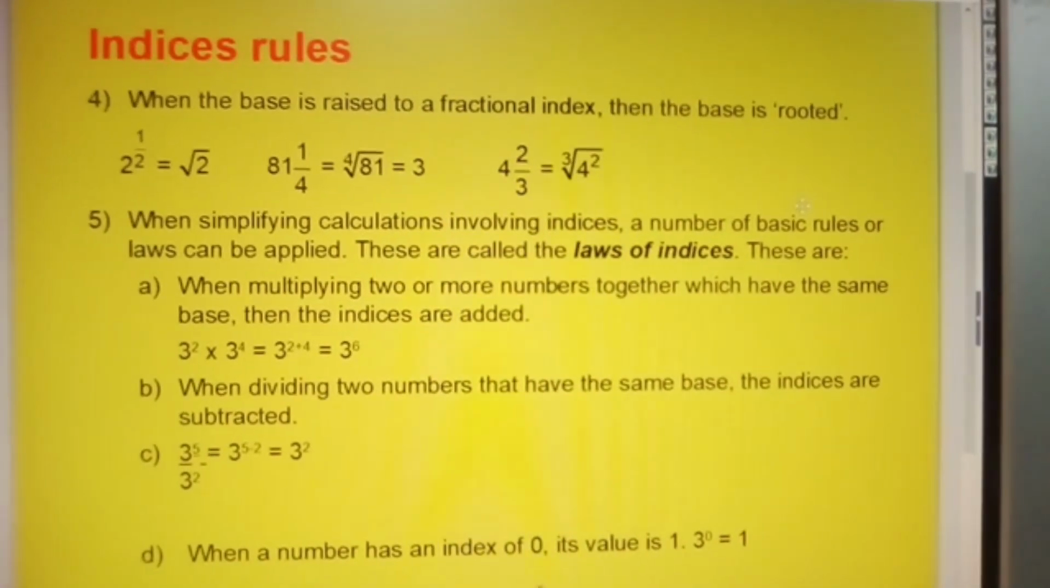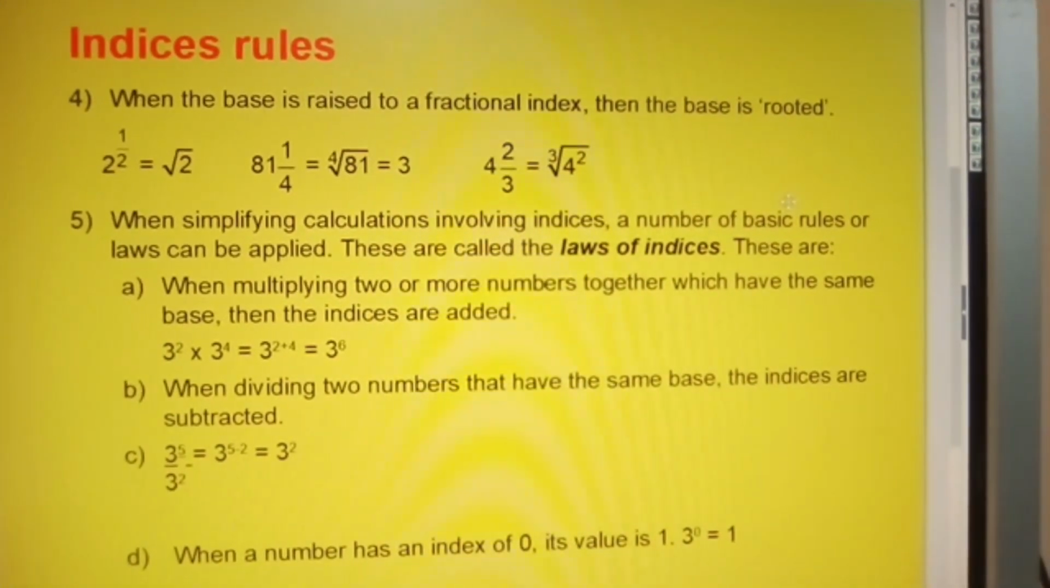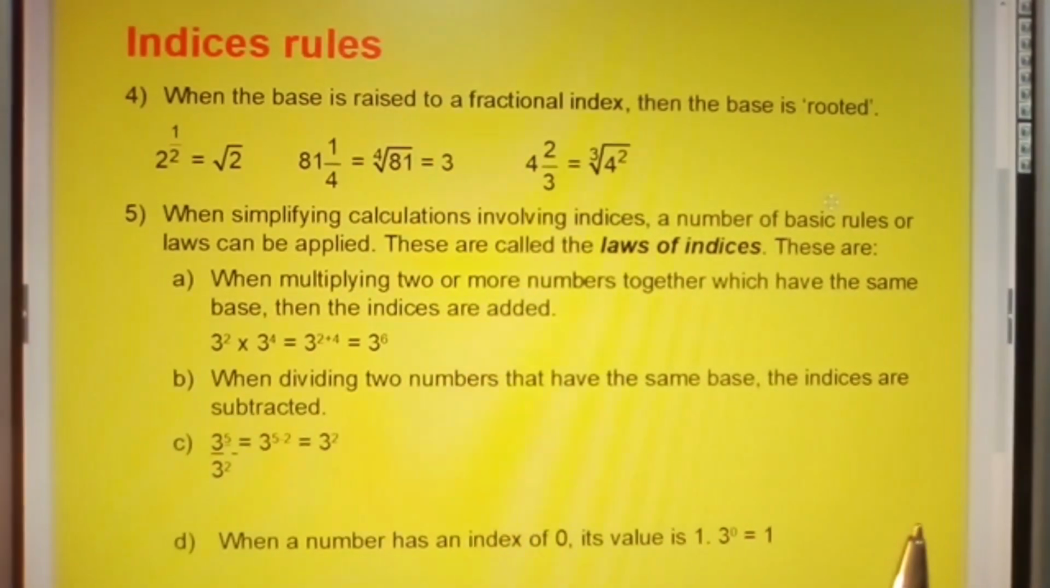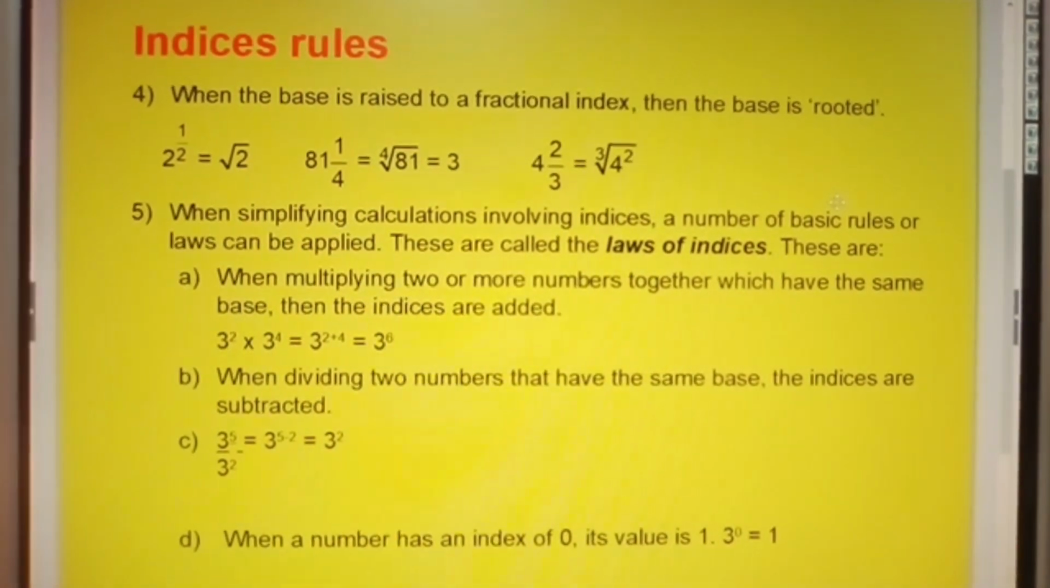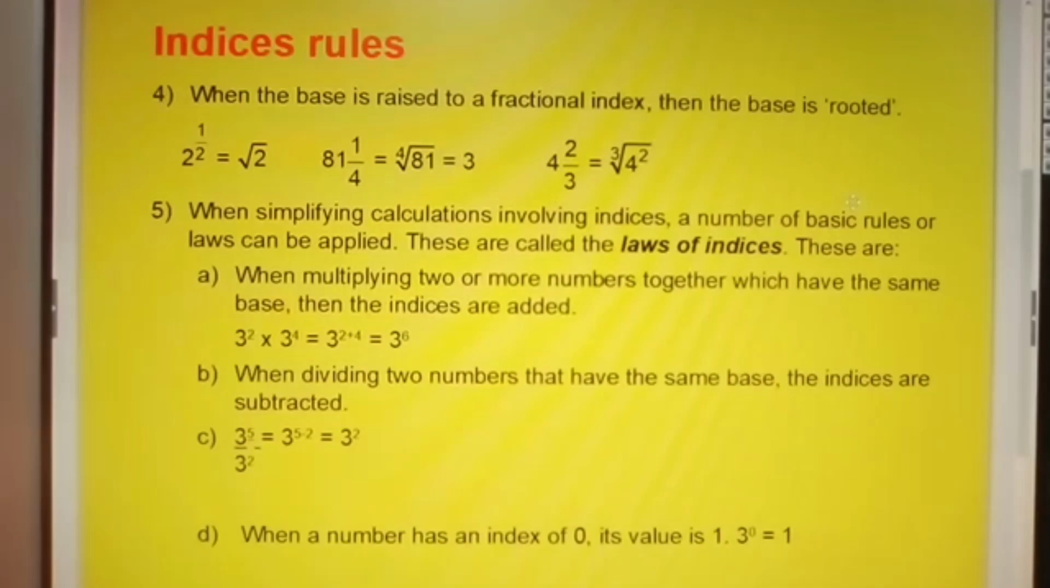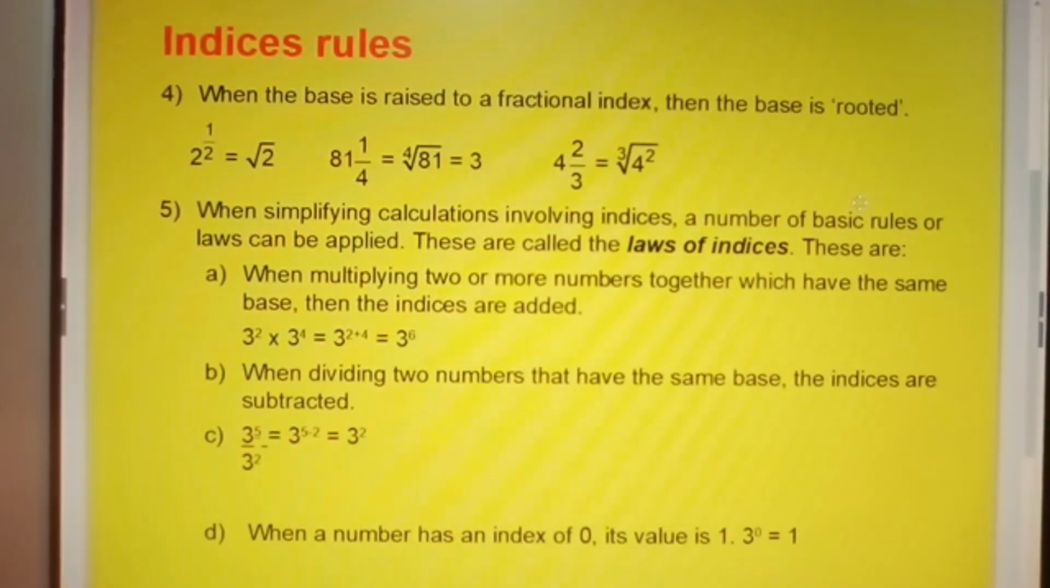Okay, maybe I'm looking at this from a different angle. But okay, look at it and make sure that you understand the concept behind it. Maybe I'm trying to rush it at this point in time, but anyway, we'll see.